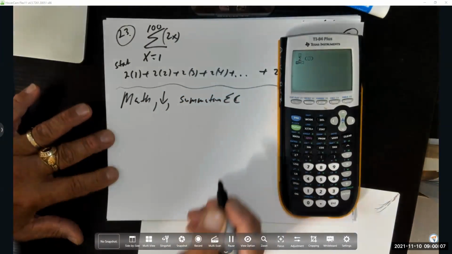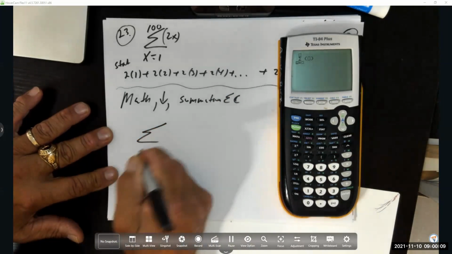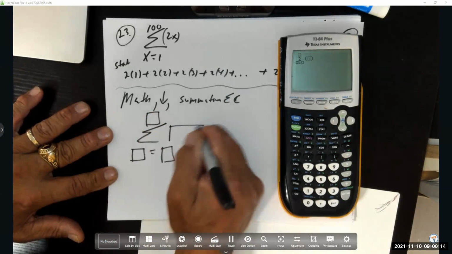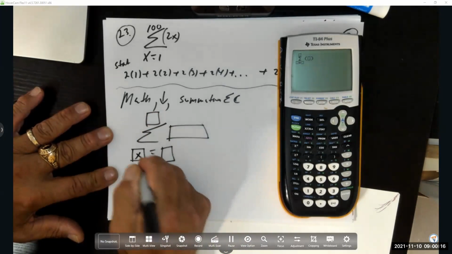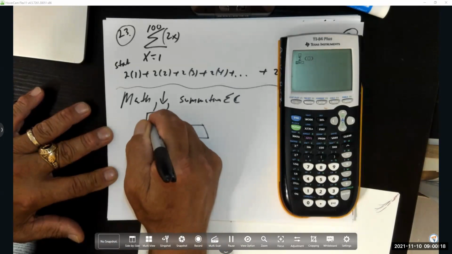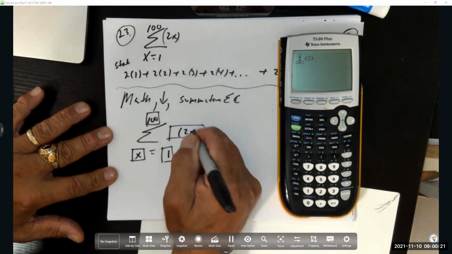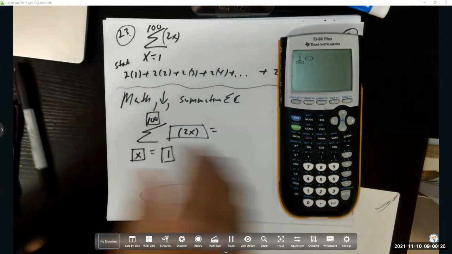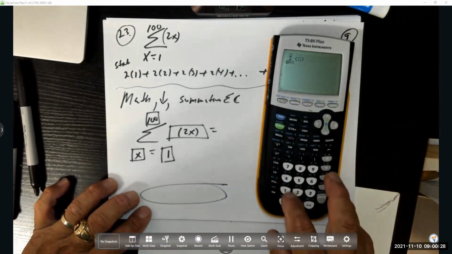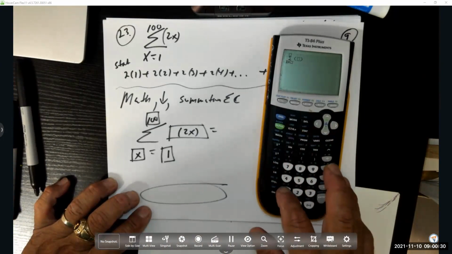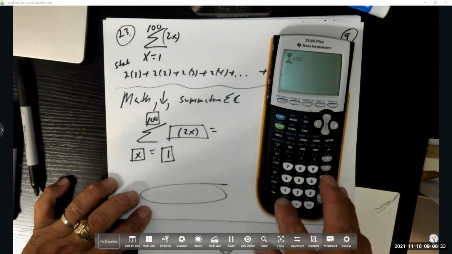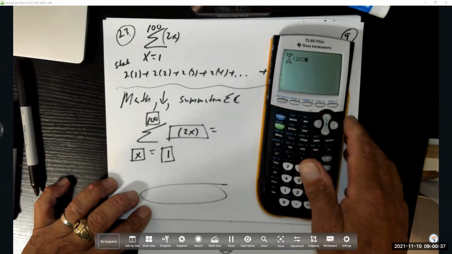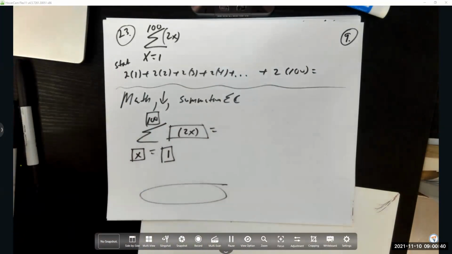All right. So you're gonna get this. Okay, so I'm gonna put X. I'm gonna put 1. I'm gonna put 100. I'm gonna put 2X in here. And I'm gonna get enter. I don't know. Let me do it on my machine. I'm gonna put X, 1, 100, and 2X in there. All right. Give me the number.